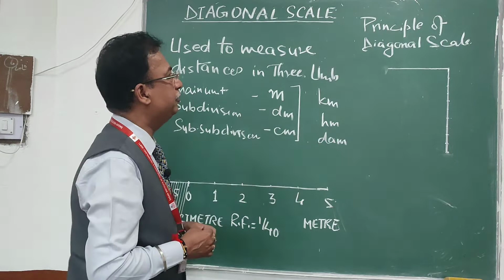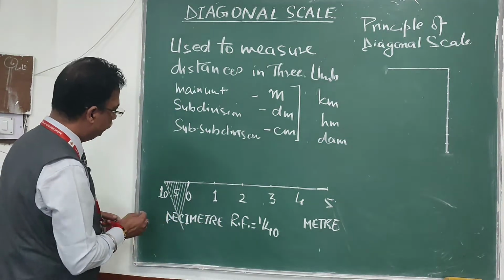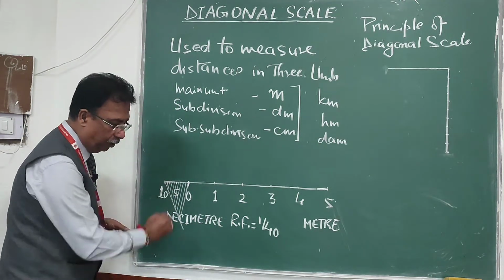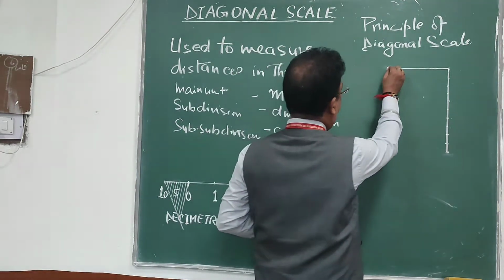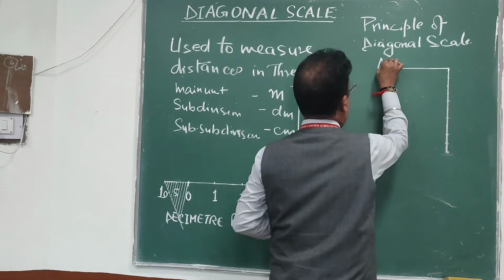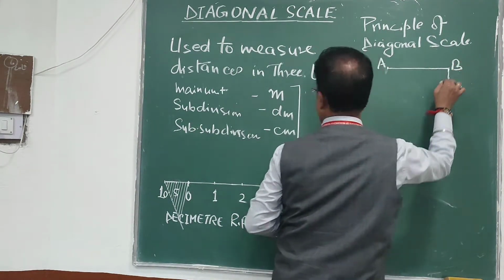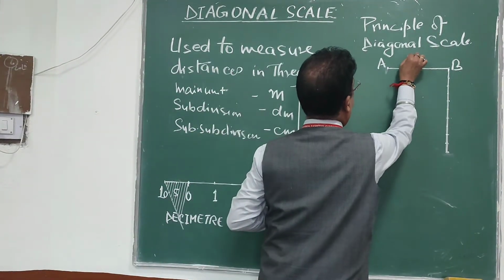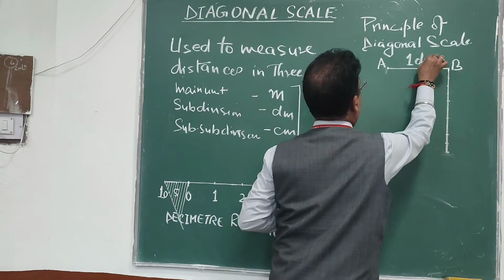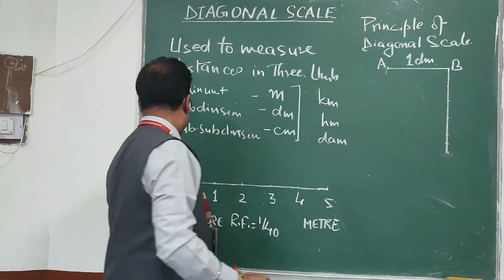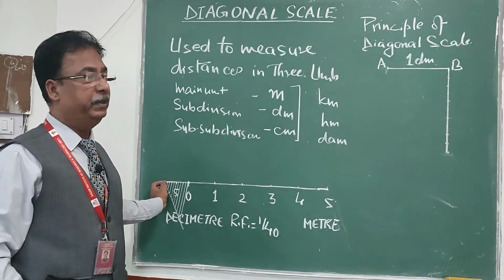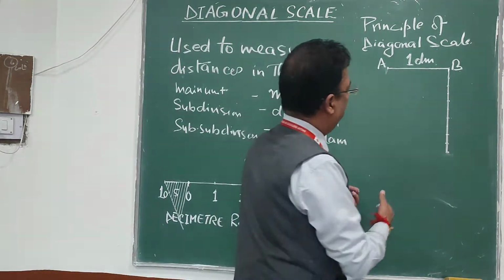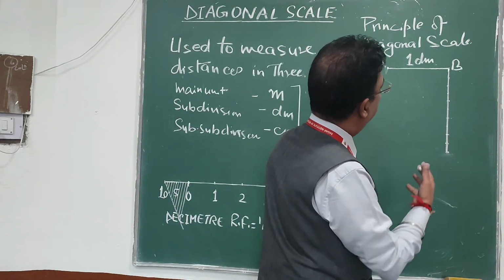So in the principle of diagonal scale, what I am going to do is pick this one small length here, and in this figure I have enlarged that length. Suppose this AB is equal to this small length, that is 1 decimeter. So I will write here 1 decimeter. This 1 decimeter is actually the drawing length of 2.5 mm. For now, for study purposes, we have enlarged that length.